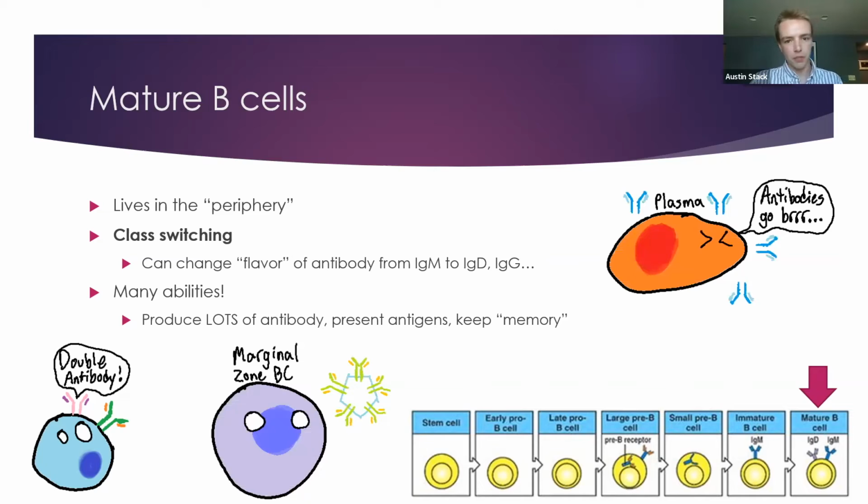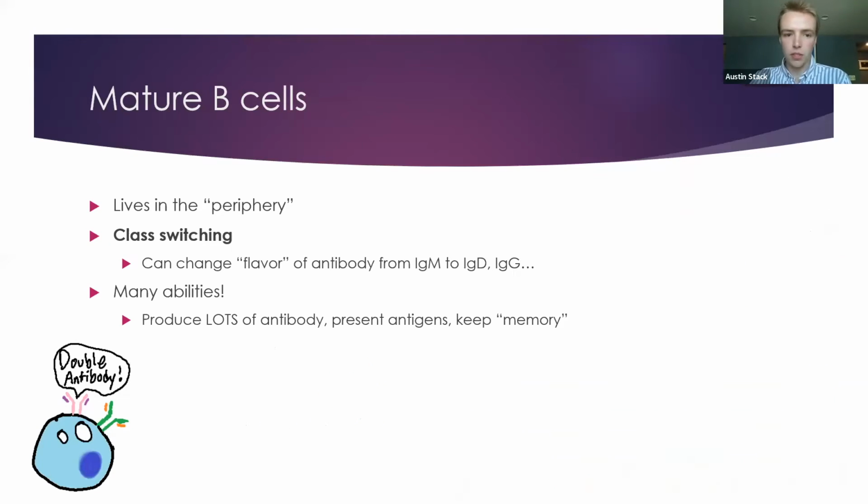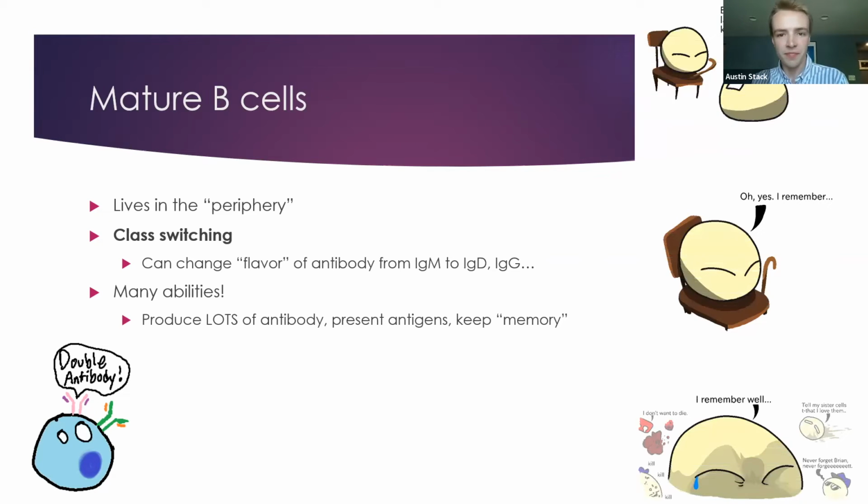So here are some examples of other functions. The marginal zone B cell lives in the spleen and pumps out IgM. Plasma cells, they will exhaust themselves pumping out antibody during an infection. They're basically just there to use all the energy possible to produce antibody. And so the keeping memory part, I'm using a comic I stole off of Reddit as well.